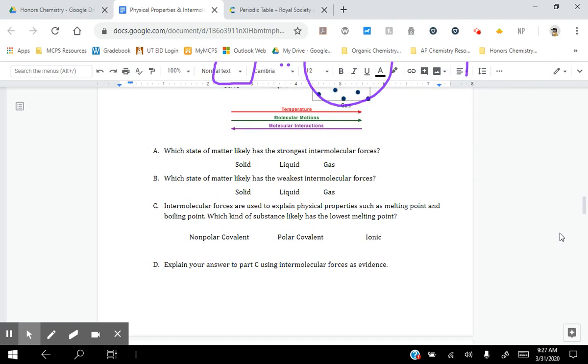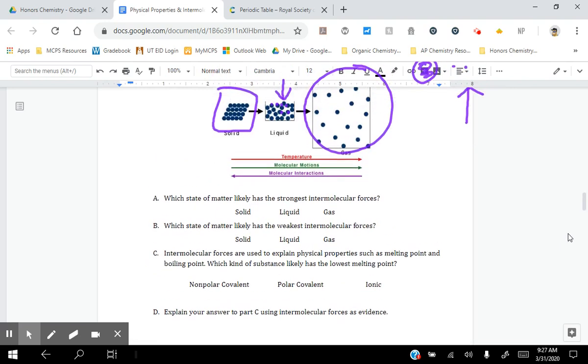So let's recap. Which state is most likely to have the strongest intermolecular forces? Well, it's the state where the molecules are closest together and can have interactions with each other. The strongest intermolecular forces are when we are in the solid phase. The weakest intermolecular forces are when we have the least interaction with each other. That would be our gas phase. It also says intermolecular forces are used to explain physical properties such as melting point and boiling point.